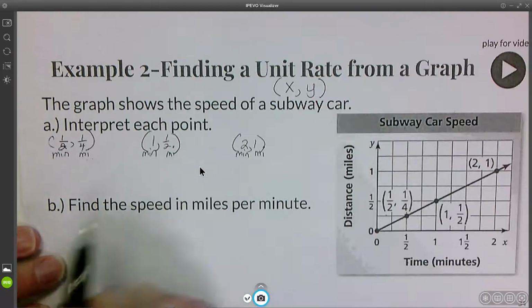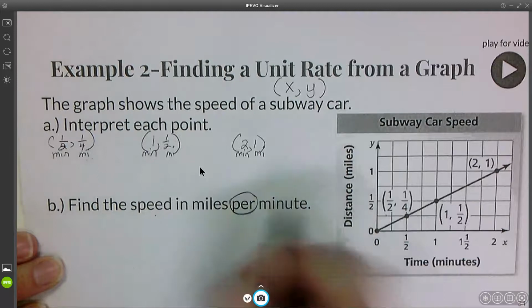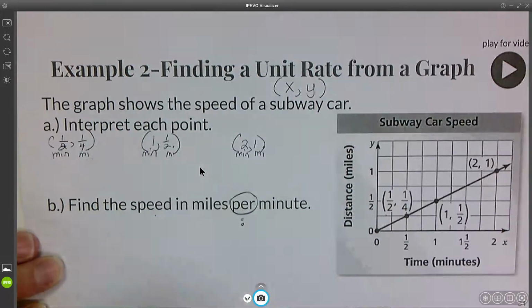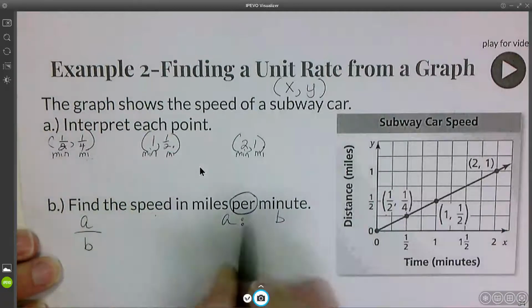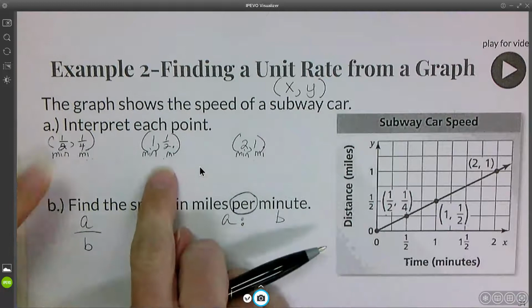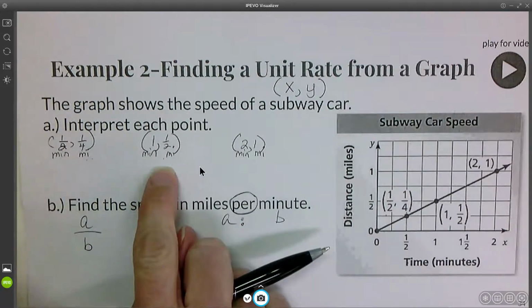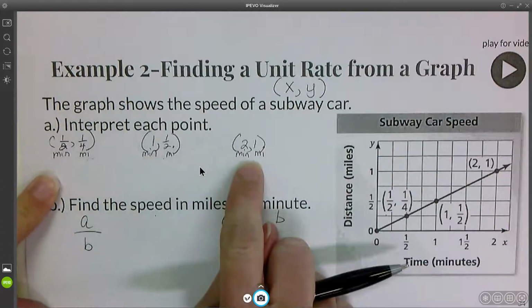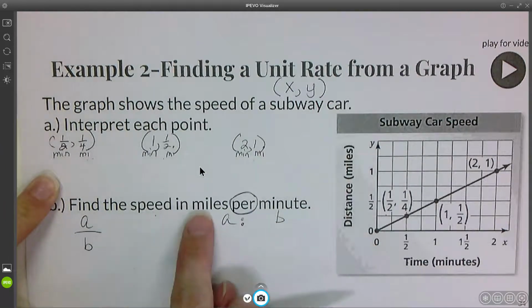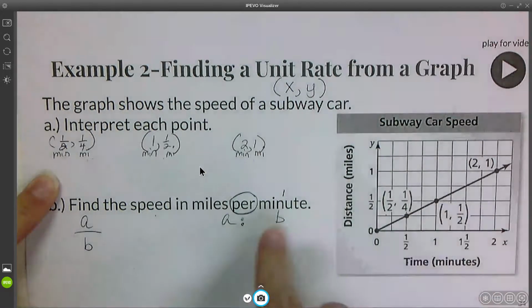In number 2, it asks us to find the speed in miles per minute. So per, we know that separates our A from our B, or our numerator from our denominator. So we have 3 choices here. We can pick any one of these. Both of these have fractions in it, so I'm probably going to not want to pick those. You can, but you don't have to. I'm going to go with the one that doesn't have a fraction in it and use this one to help us find the speed in miles per minute, which is asking us for 1 minute, our unit rate.